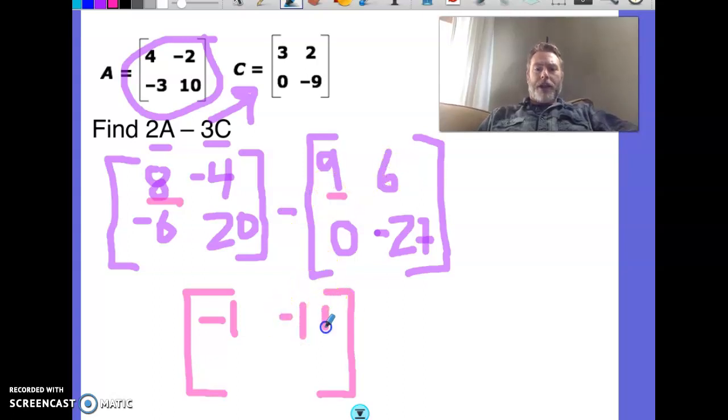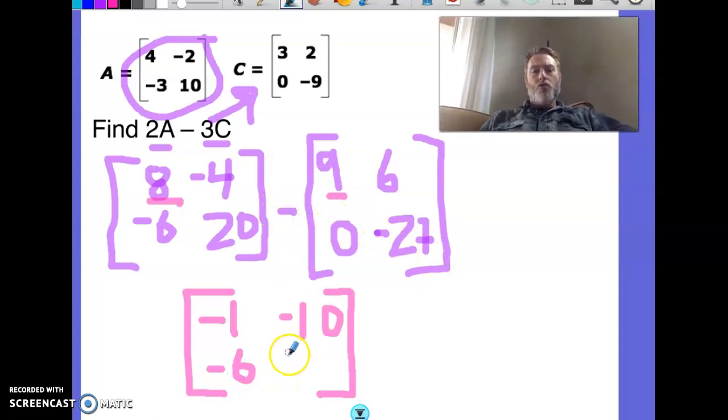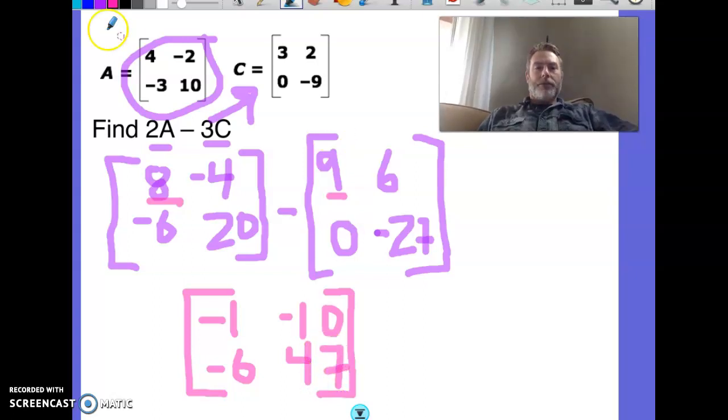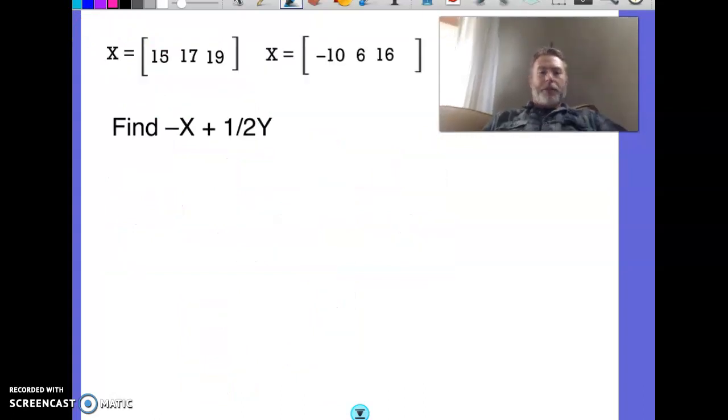Be careful of the dreaded double negative. Minus 6, minus 0. That's minus 6. I said I'd let you do this, but this is just too fun. 20 minus a minus 27. Ooh, the double negative. So that is 47. Voila, we're done.